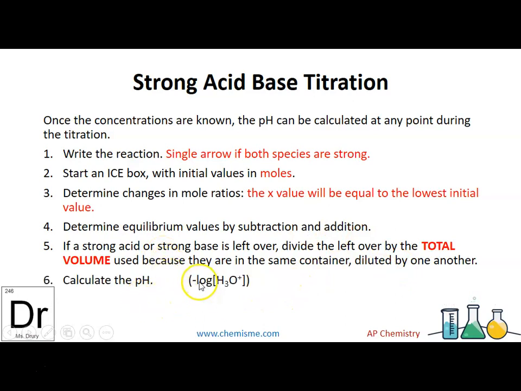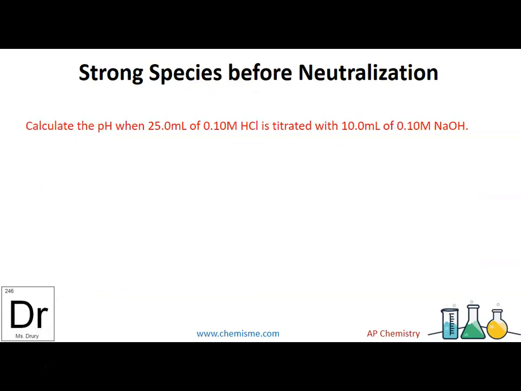And to calculate the pH, you just negative log the molarity of the hydrogen ions, or the hydronium ions. So remember, this has to be a concentration because of the brackets. That's why we had to divide by volume. Again, these are in the same container when you're titrating, so that's why you need to have a total volume. It's in caps. You should probably write it down. So let's try these 6 steps in order.